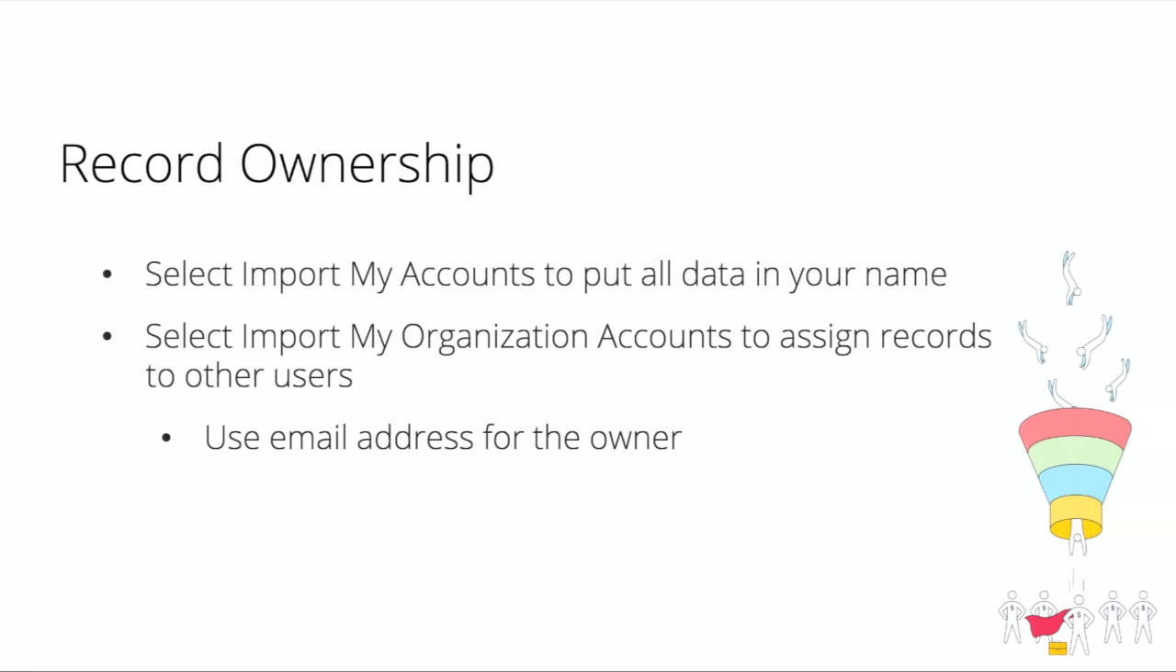Organization option. That's going to add a field in there for ownership where you can say who needs to be the owner of this field. And the identifier for that is going to be their email address. So you just want to make sure you have a column for lead owner or account owner, and then you've got the email address for the user it needs to go to.